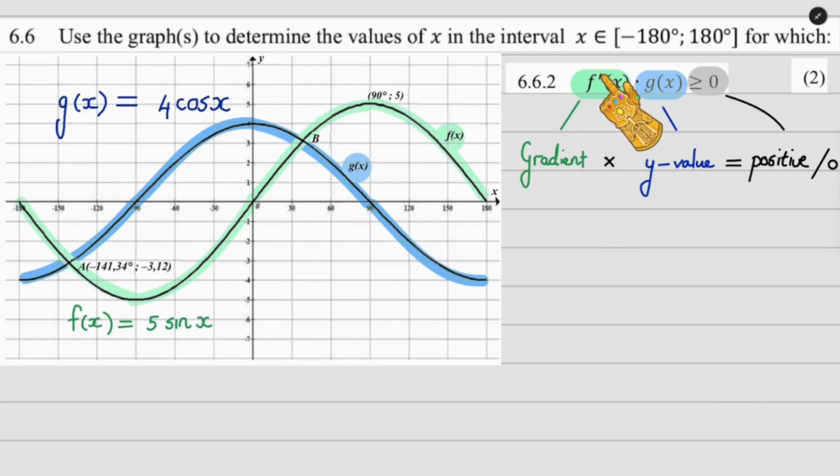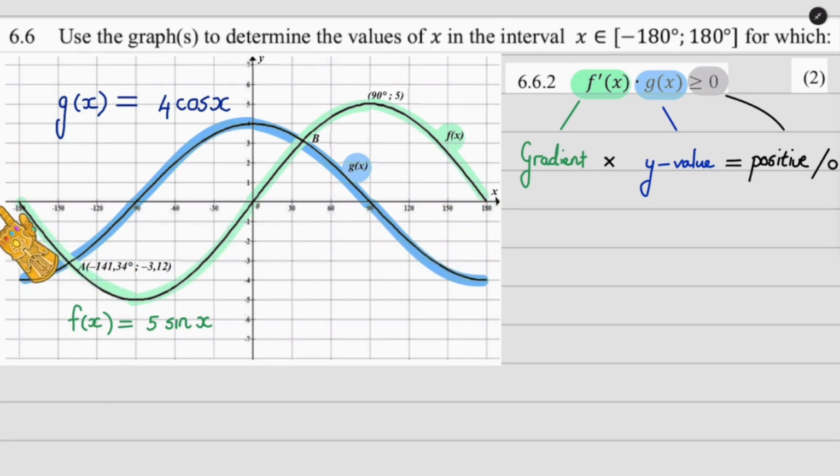Right, so f dash x converted to English, it's the gradient of the green graph. F dash is representative of gradient. G of x is representative of the y value of the blue graph, and when they say greater than or equal to 0, that's another way of saying where is it going to give me a positive number or 0. Now we're going to start analyzing all the way on the left of the graph and make our way all the way across.